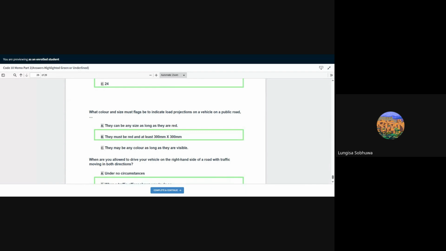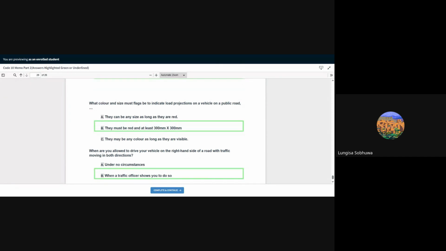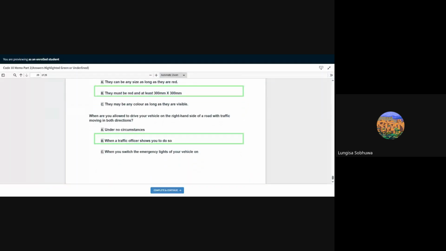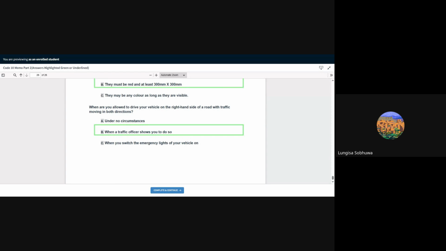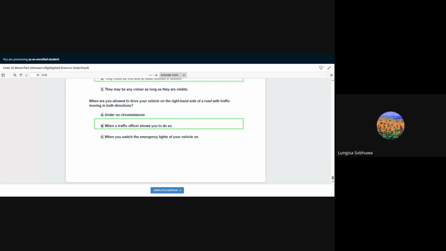What size must red flags be to indicate a load projection on a vehicle on a public road? The answer there is they must be red, at least 300 millimeters by 300 millimeters, right? And then next question, I think this is the last one. When are you allowed to drive your vehicle on the right-hand lane of a road with traffic moving in both directions? The answer is when a traffic officer instructs you to do so.